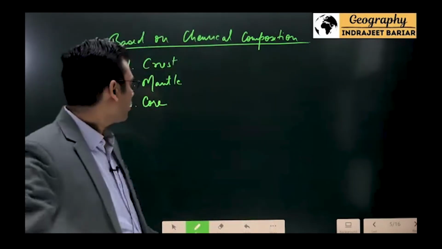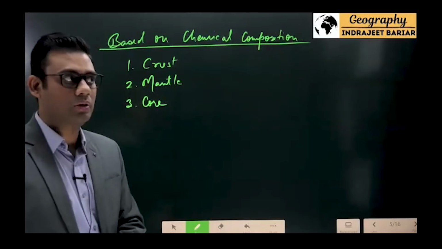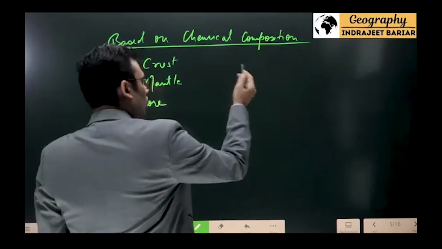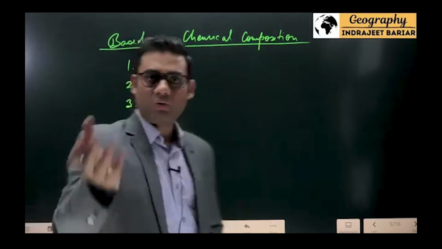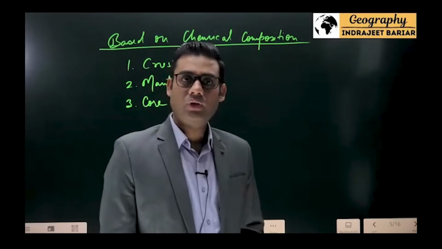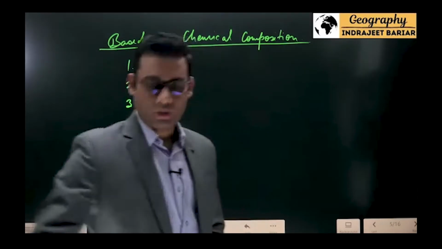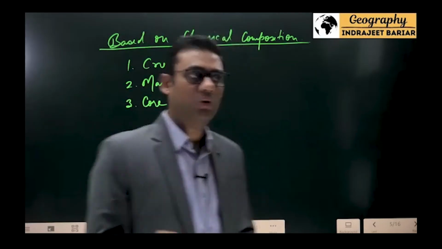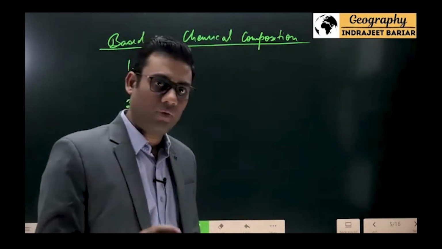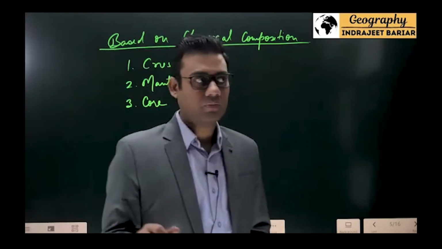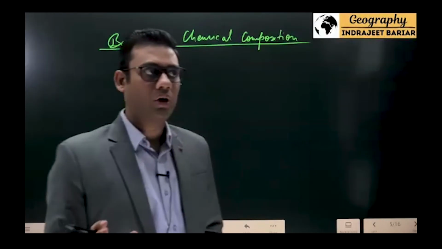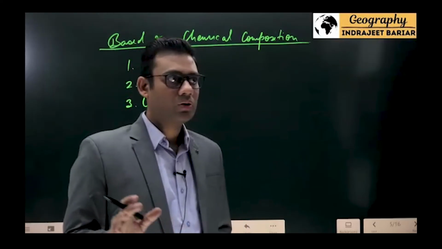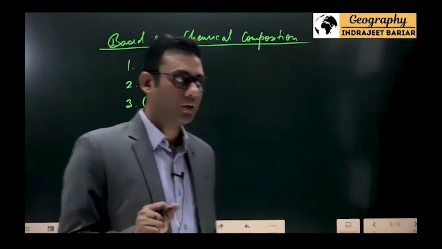Crust, mantle, and core. First, when we talk about the crust, overall, the crust is the outermost layer of the earth. Whatever we see on the surface is all crust. When we talk about the crust, I can divide it into two different types: one which I call continental crust, another which I call oceanic crust.